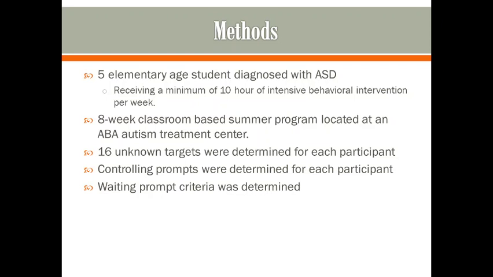16 unknown targets were determined for each participant. So this was done before the initial baseline, and 2 to 6 items were placed on the table, and the instructor asked them to touch an item. During this time, both incorrect and correct responses resulted in verbal praise, and if the specific item received a 33% response success rate or lower, then this was used for that participant's target item to be taught during the trials. Controlling prompts were also determined for each participant.